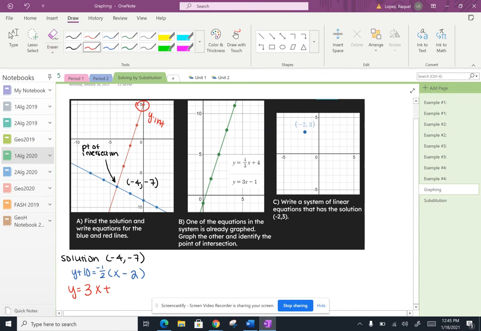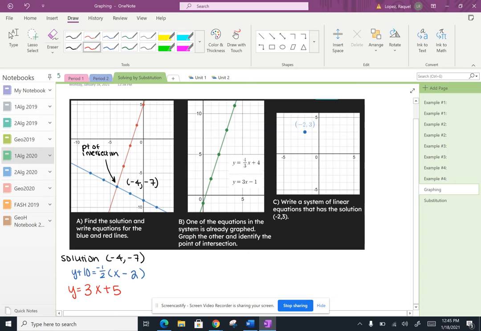So I'm going to take that 5 and replace it with the b. And here are the equations that match the blue and the red lines shown. Again, there's more than one correct equation for the red line if you chose to write it in point-slope form, but if you're writing it in slope-intercept form, then the one that's written in red is the only one that's correct. Okay, let's go on to B.